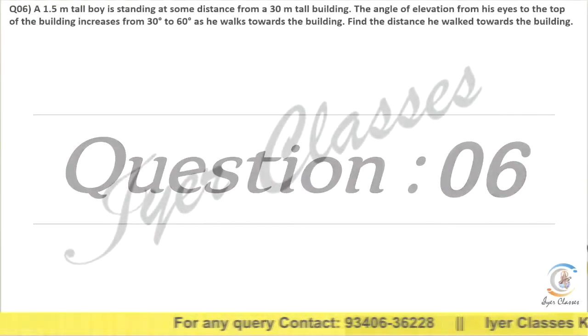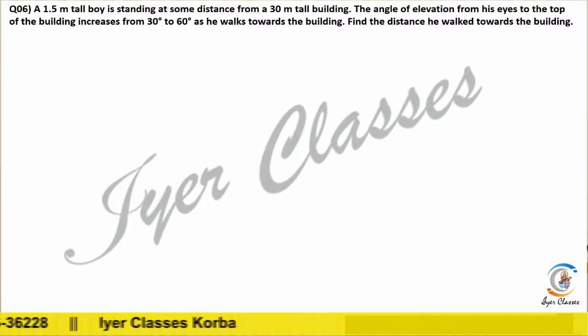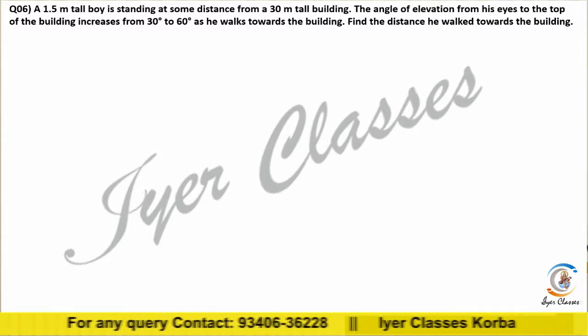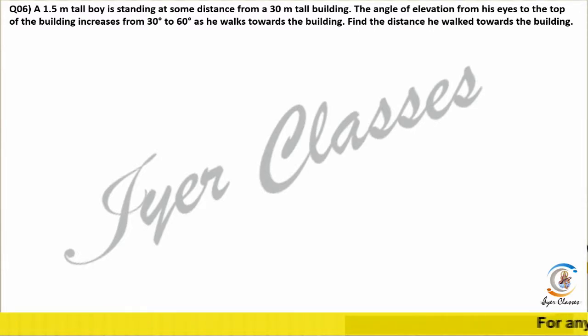Question number 6. A 1.5 meters tall boy is standing at some distance from a 30 meters tall building. The angle of elevation from his eyes to the top of the building increases from 30 degrees to 60 degrees as he walked towards the building. Find the distance he walked towards the building.